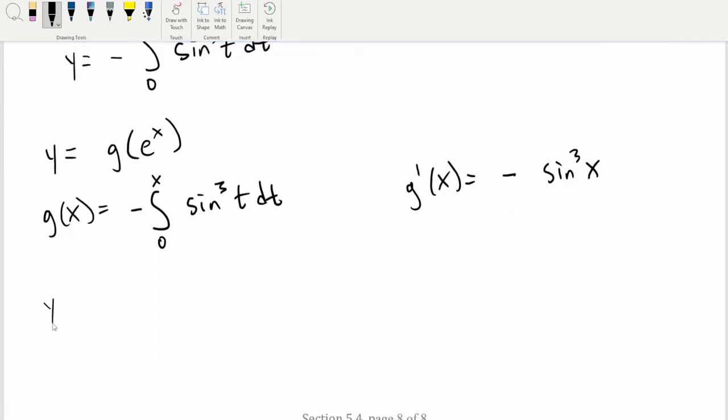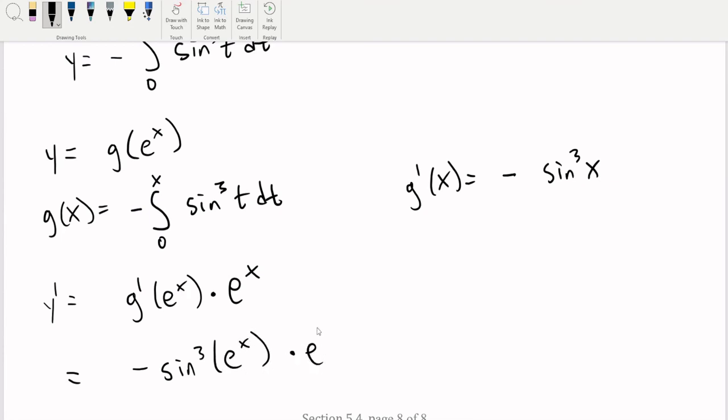So y prime will be g prime of e to the x times the derivative of e to the x, because again, chain rule, that's e to the x. Okay, so g prime is negative sine cubed, but I don't plug x in, I plug in e to the x, times e to the x. Ta-da! These really aren't very bad.